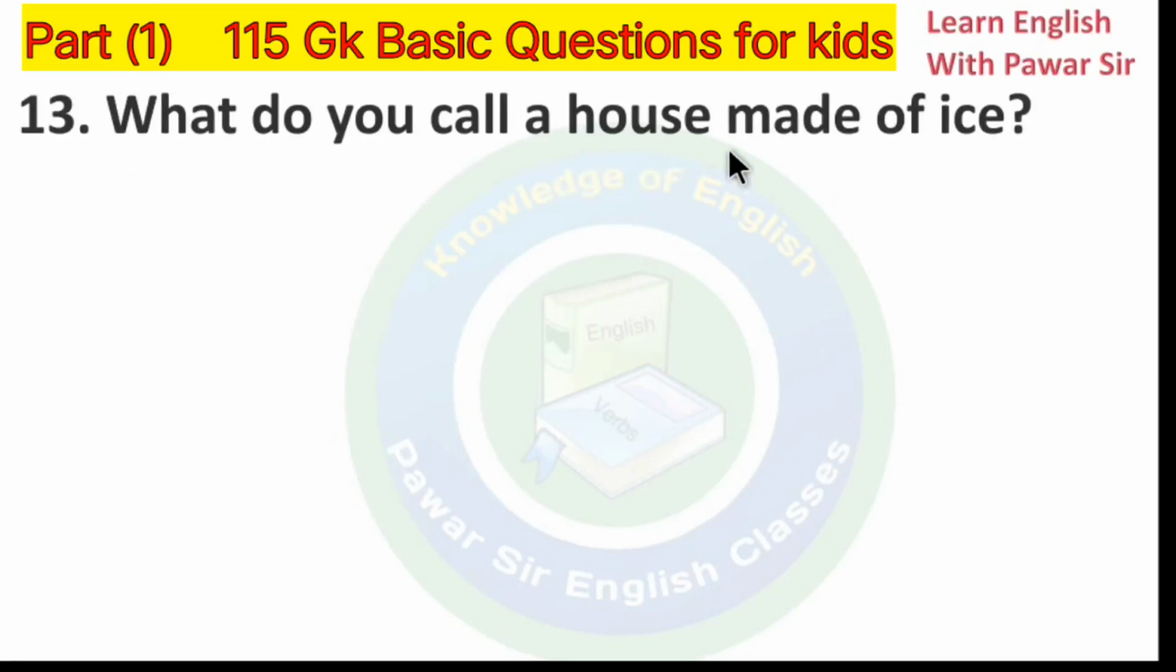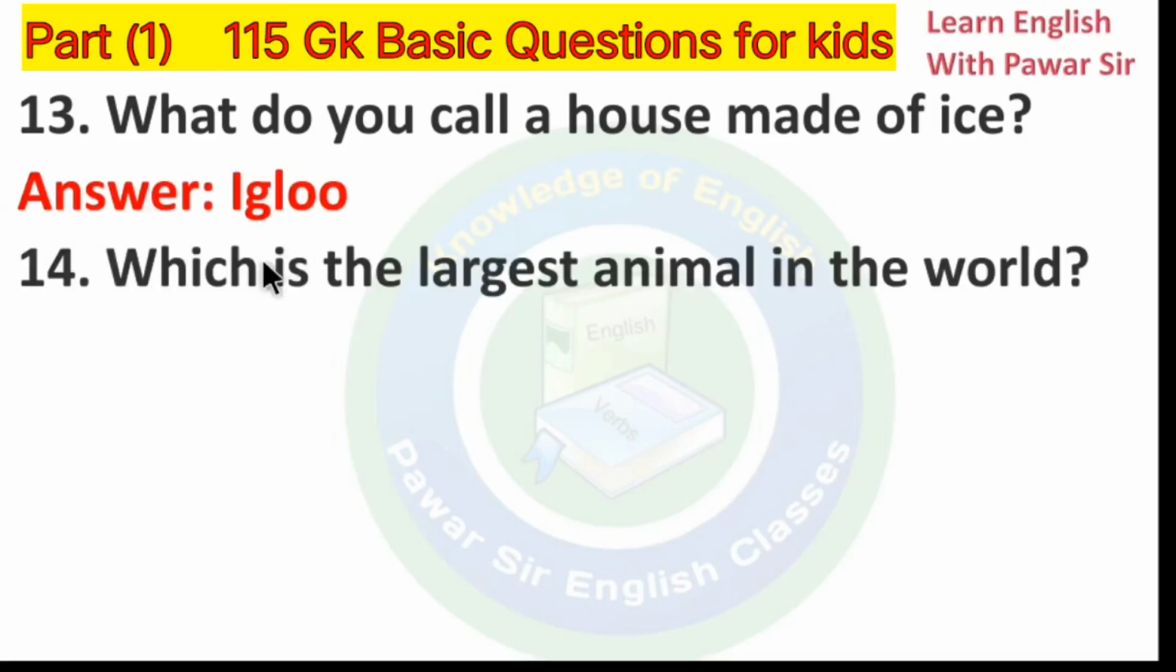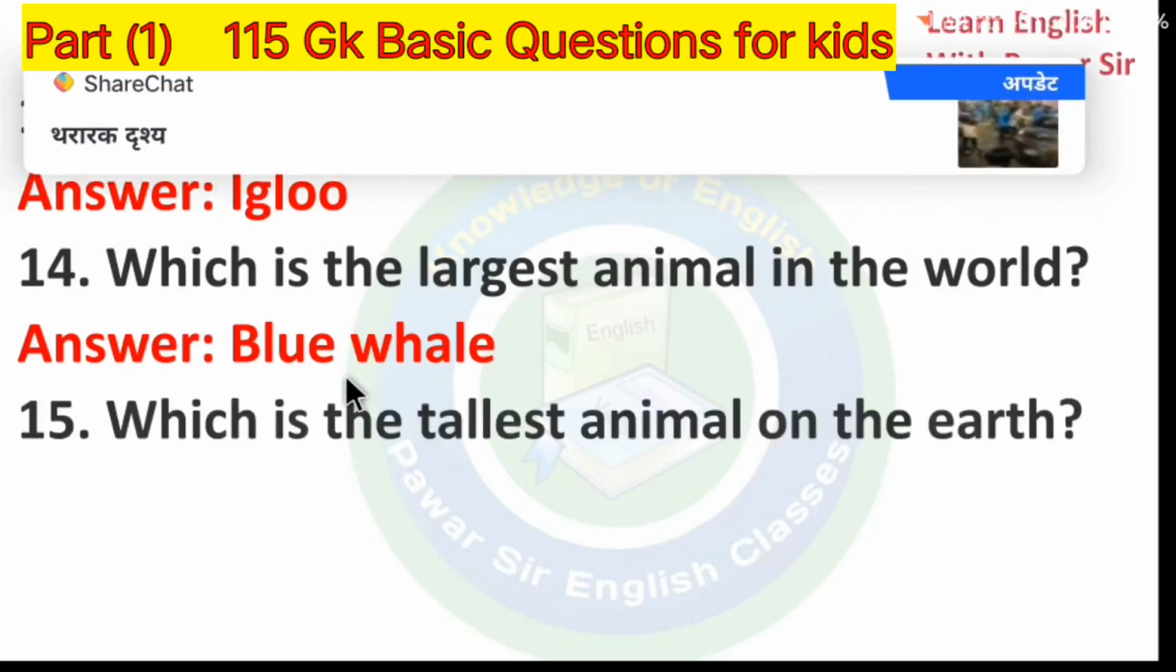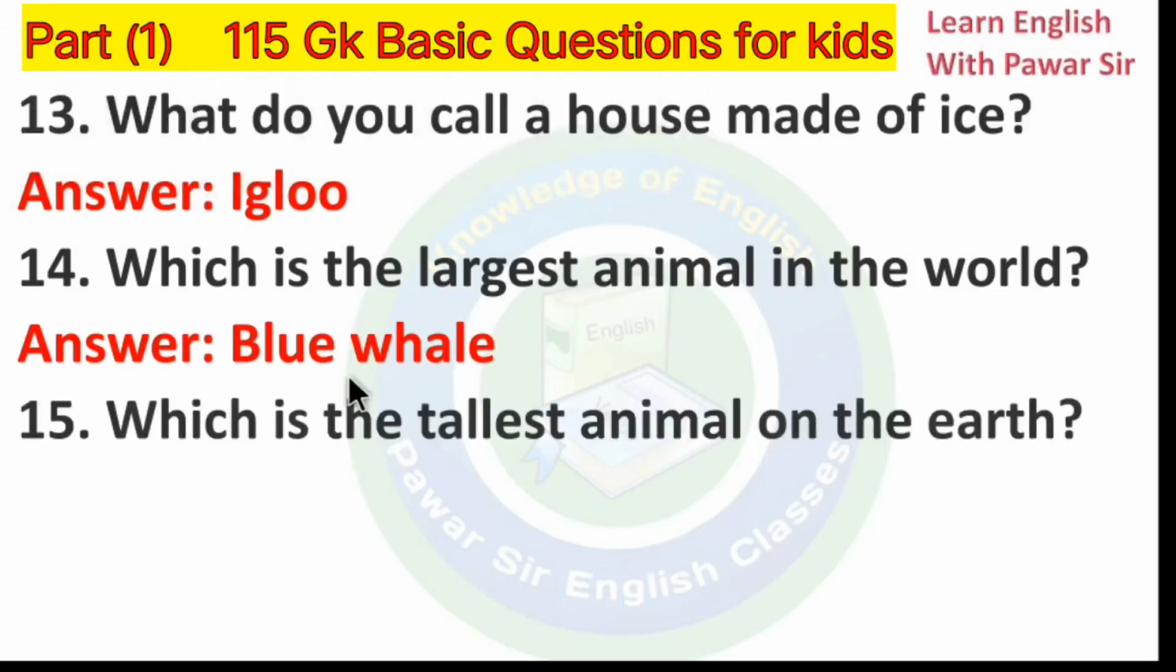What do you call a house made of ice? Igloo. Which is the largest animal in the world? Blue whale. Which is the tallest animal on the earth? Giraffe.